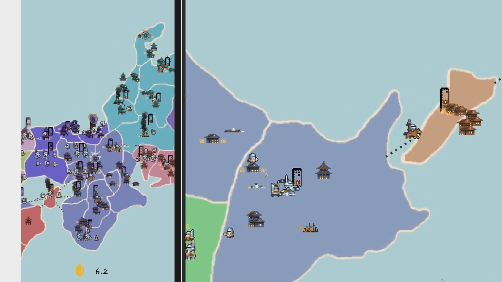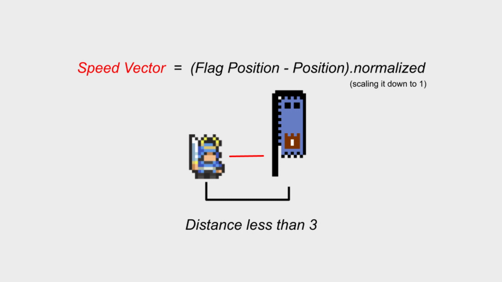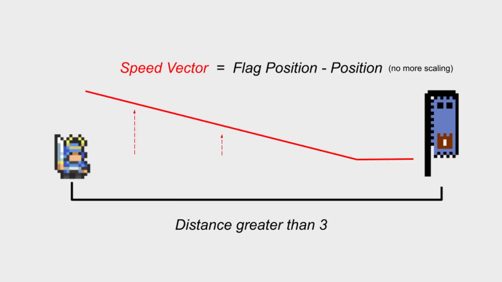Luckily, I had an epiphany and figured out all I needed to do was stop normalizing the unit speed after a certain distance from the flag. This makes the units move faster as they get further and further away from the flag, keeping them at a steady distance instead of lagging behind, no matter how far they are traveling.